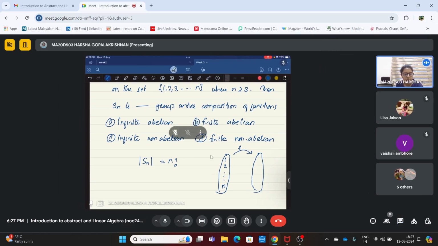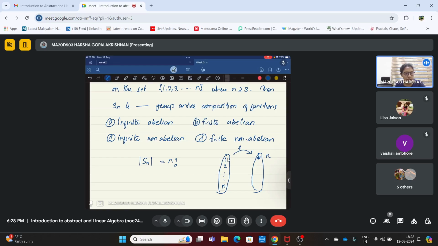Okay, let me explain this. What we want is a bijection from the set {1, 2, ..., n} to the set {1, 2, ..., n}. If f is a bijection, suppose I am mapping 1 to some element. I can map 1 to 1, 2, 3, up to n, any of the elements. So I can map 1 to some element in n possibilities. If such a map for 1 is fixed, now the next element is 2.